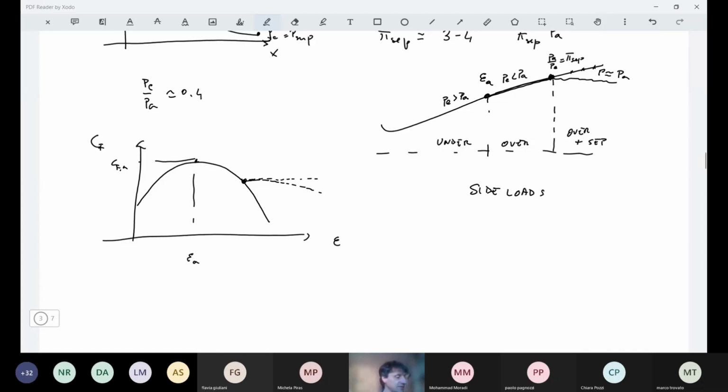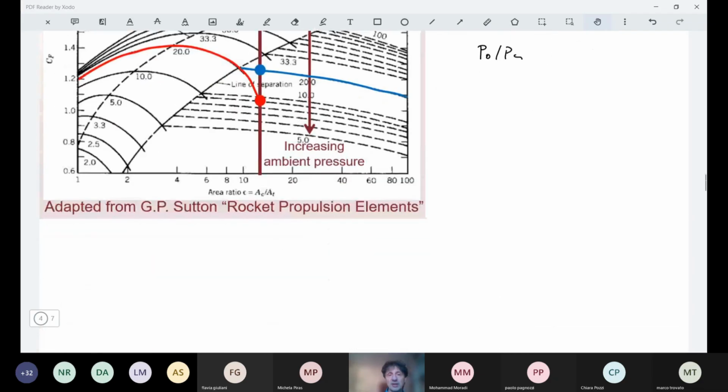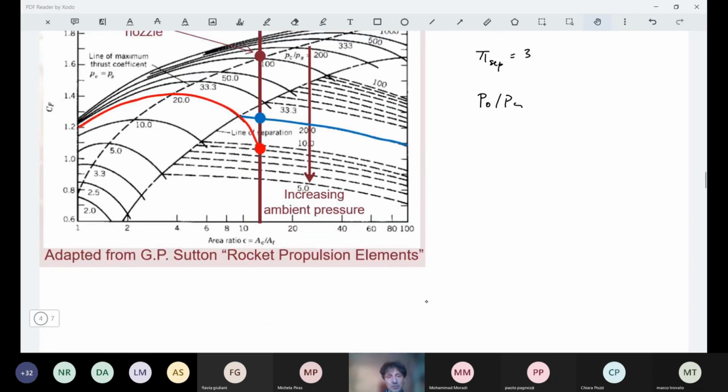which is an undesired phenomenon that we require to be avoided. And this is the reason why we start actually from this line here. We don't go further. So we avoid working in separated conditions, also at sea level. And we consider overexpansion if you like to adapt at altitude, but we start from here. We don't go in the overexpanded condition with flow separation to avoid the possible occurrence of side loads. So I'll stop here today.